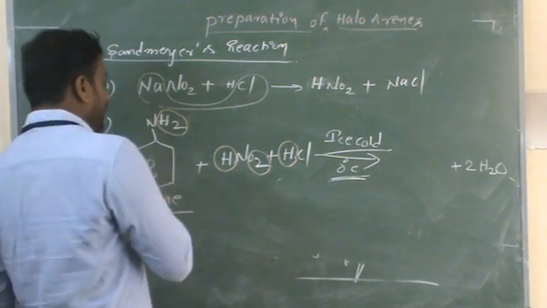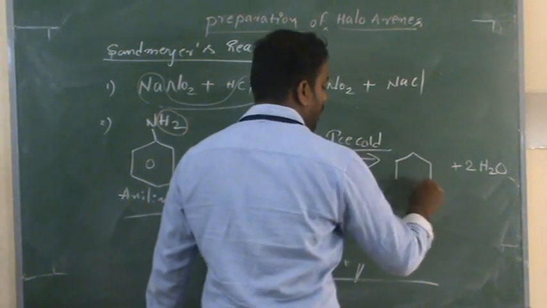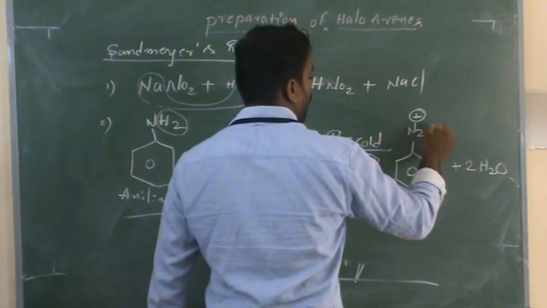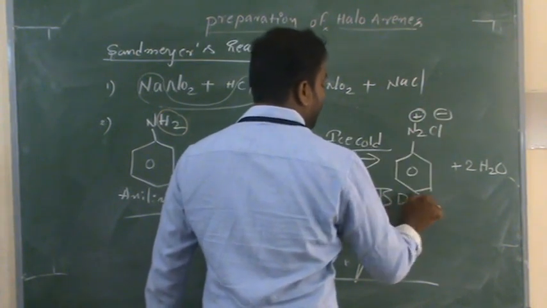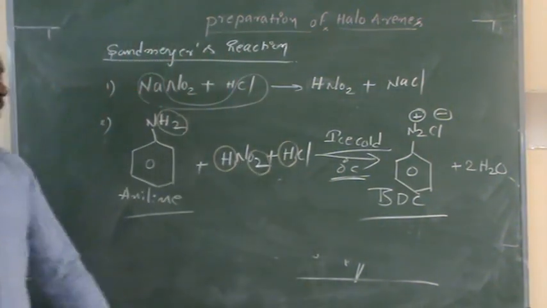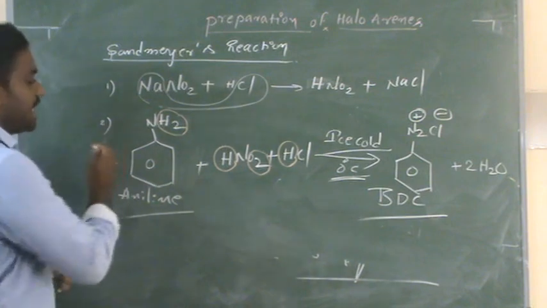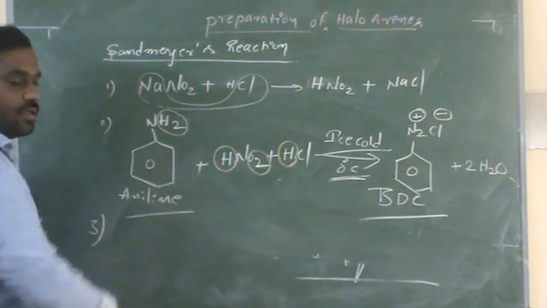Then what is remaining? Benzene, N2 plus Cl minus. This I can call as benzene diazonium chloride, that is BDC. This is the first and second step. Even we have a third step in that. Third step I will write after that.